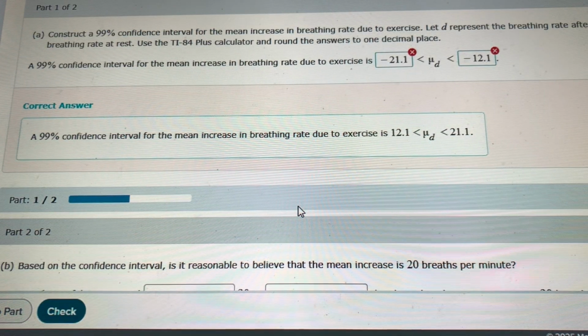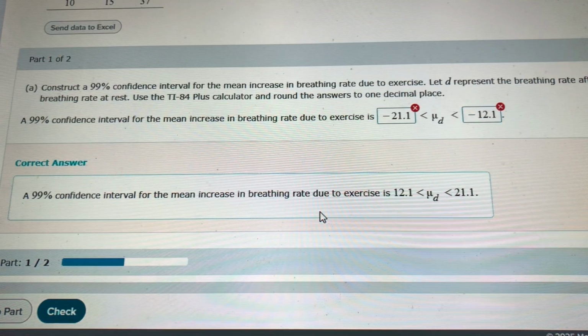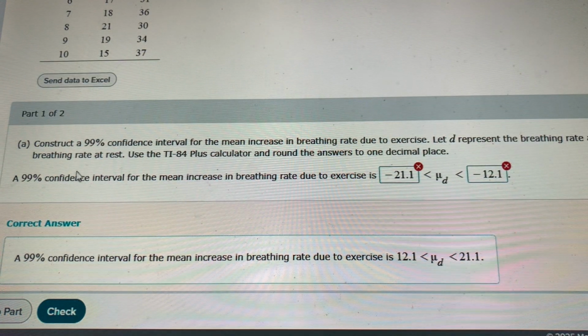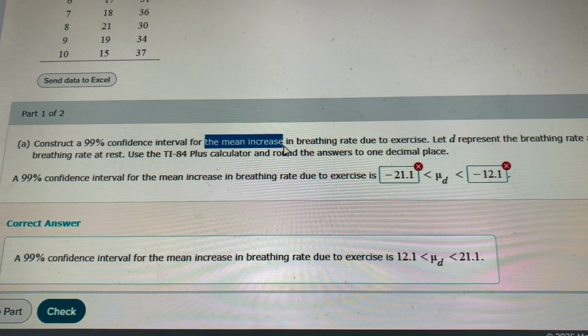Huh, that's weird. Okay. I guess it's because I didn't read it closely enough. So rest is listed first and exercise is second, but maybe they're wording this backwards because I have the same answers, but mine are all negative and theirs are positive. So construct a 99% confidence interval for the mean increase in breathing rate due to exercise. See, increase, mean increase. So if you want to do a mean increase, that means you have to put the bigger numbers first.